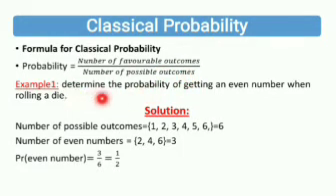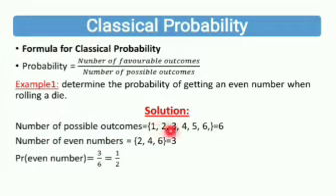Now, for example, determine the probability of getting an even number when rolling a die. When rolling a die, the number of possible outcomes is equal to 6. Is that okay? Because the faces are 1 or 2 or 3 or 4 or 5 or 6. If you count 1, 2, 3, 4, 5, 6, all of them have equal chance of what? Occurrence.